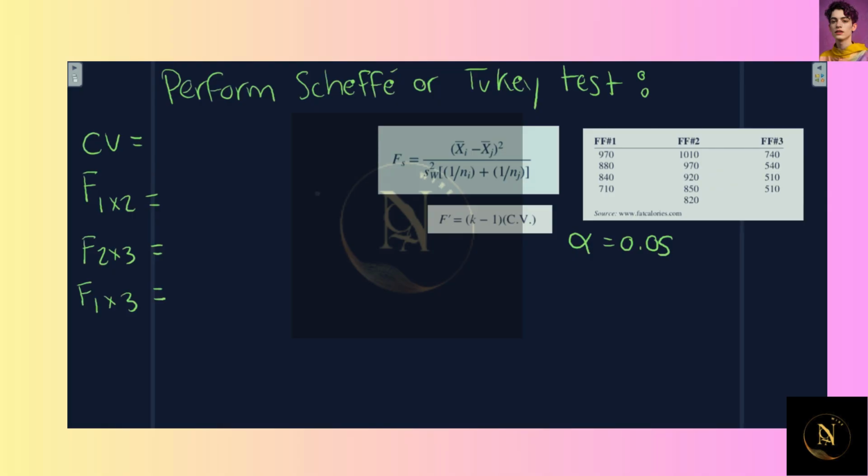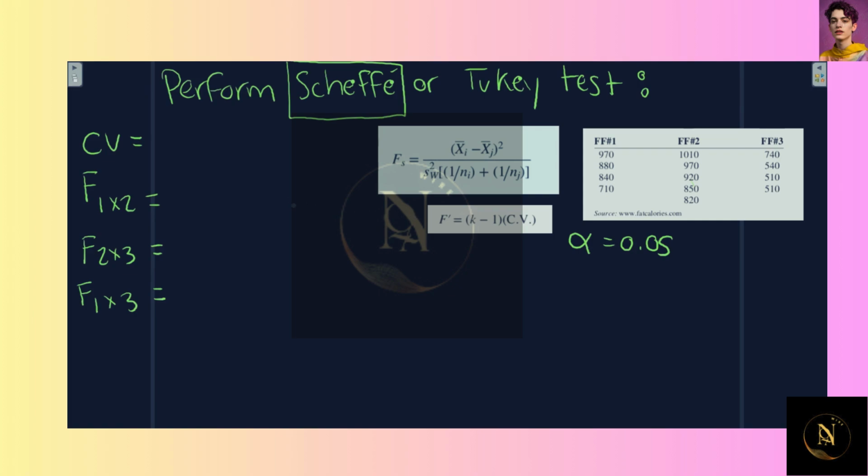In this video, we are asked to perform either a Scheffé or Tukey test, which are post hoc tests after one-way ANOVA. So this is the example we're given. Because the sample sizes are uneven, we are going to do a Scheffé test. So this is the test statistic, and this is how we find our critical value for the Scheffé test.